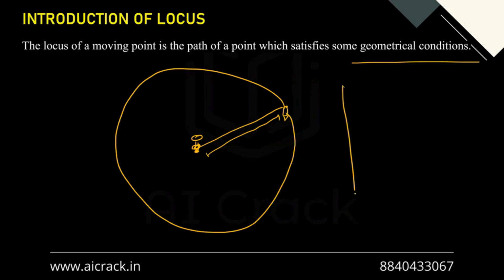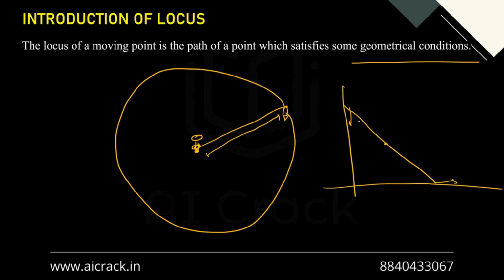One more example you can take. Let's say we have a ladder over here, and I try to observe one point which is at the center of the ladder, and the ladder is trying to fall. But the condition is that the ladder is not losing touch with the walls or the floor, so it's not losing its touch.